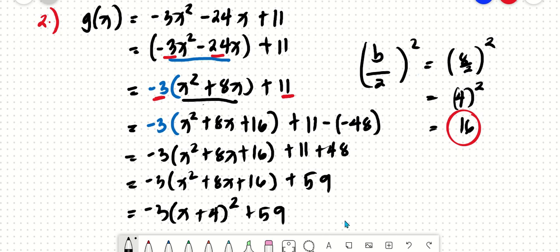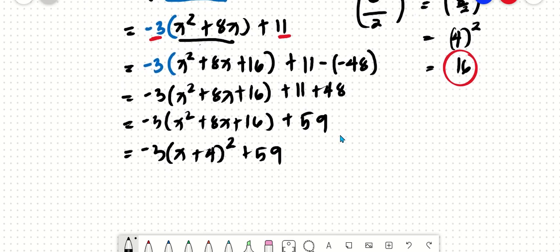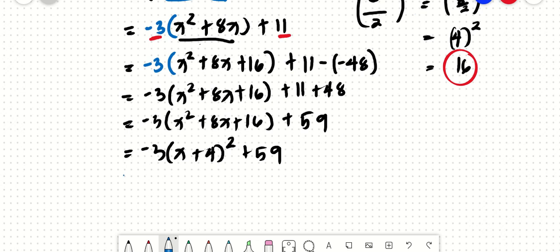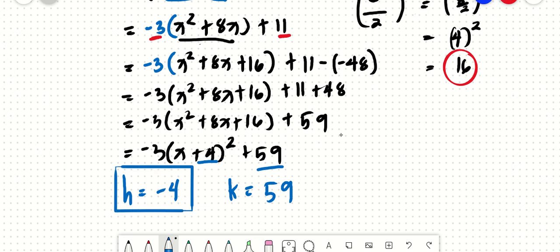Okay, madali lang naman to eh. Ayan. And then, identify na natin yung value ni h and k. So, obviously, yung k natin dito, ito lang yung constant, 59. And then, yung h natin, opposite sign ng positive 4, that is negative 4. Okay, so bali h equals negative 4 and k equals positive 59. Okay, ito na po yung final answer.